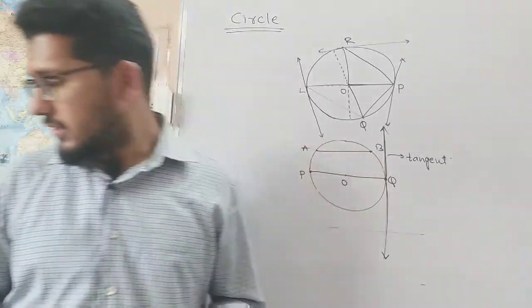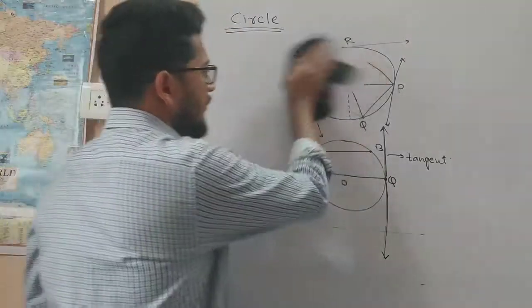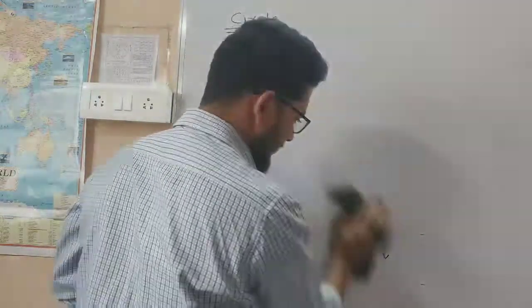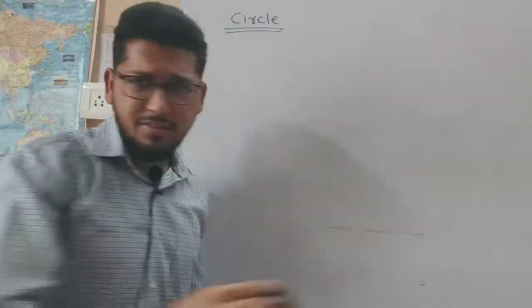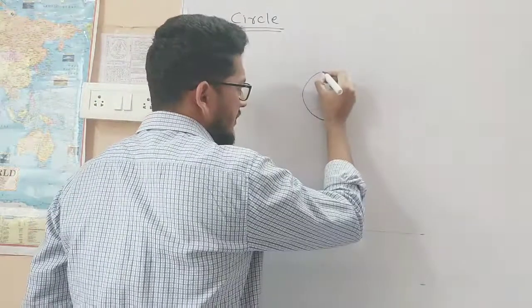So here these are the main important points. Now we will see the first property of the circle. The first property of the circle is, we can see here, suppose I am taking a circle here.